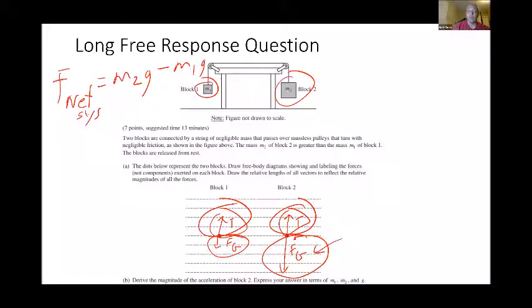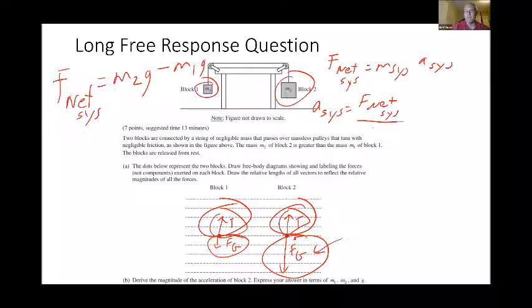Well, we're looking for the acceleration of the system. Well, we know good old F net equals ma. Again, we think about the whole system. So that means my system acceleration is equal to the net force acting on my system divided by the mass of my system.